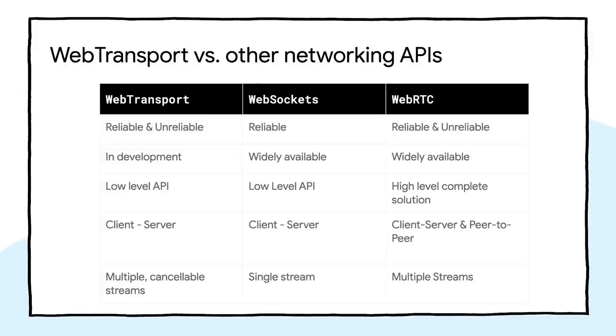While WebRTC provides a fairly high-level complete solution to the problem of video conferencing, web transport and WebSockets are both much lower-level APIs that don't solve everything for you, but give you more of that basic access. Web transport also enables multiple cancelable streams, whereas WebSockets can only do a single stream, and WebRTC can also do multiple streams, but they aren't cancelable.